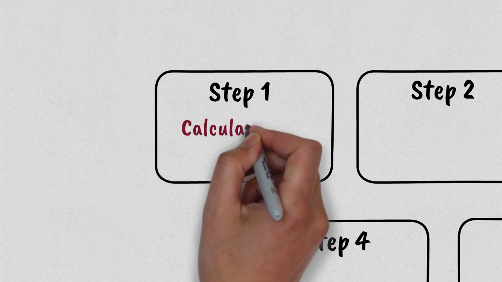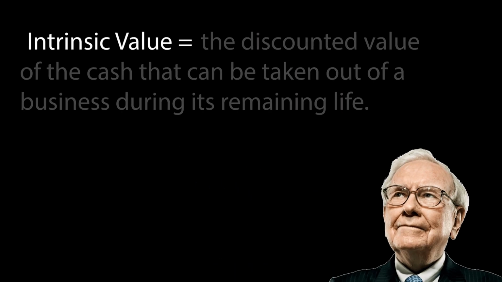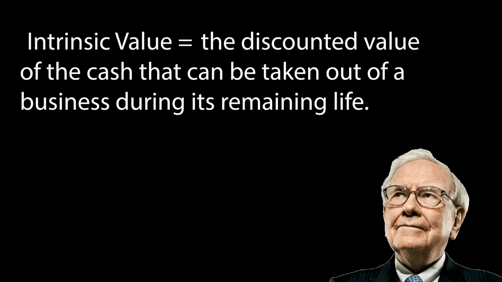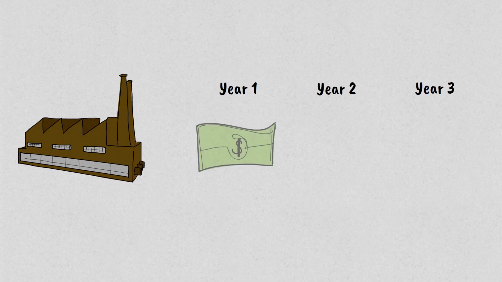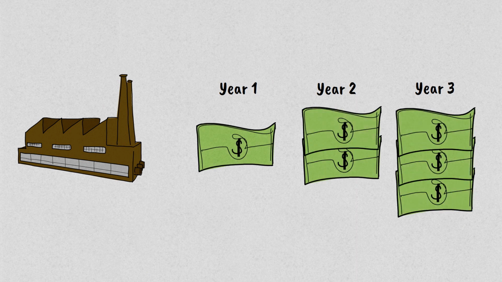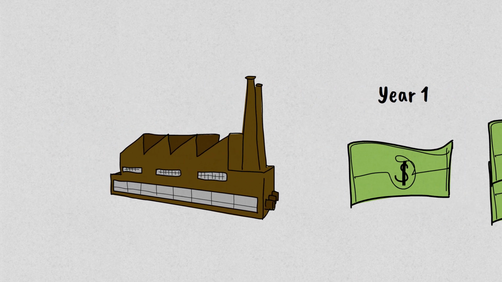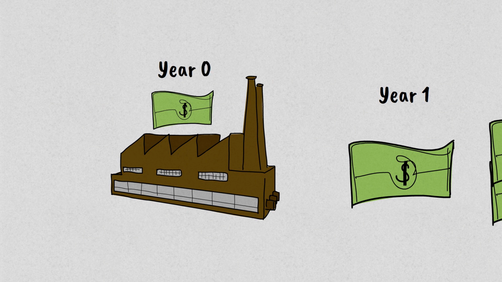Step 1 is we need to calculate the free cash flow of the stock. Warren Buffett says that the intrinsic value of a stock is the discounted value of the cash that can be taken out of a business during its remaining life. Sounds complicated, but it just means how much cash is this stock or business going to produce for us. To work this out, we first need to know, well, what is the current free cash flow?